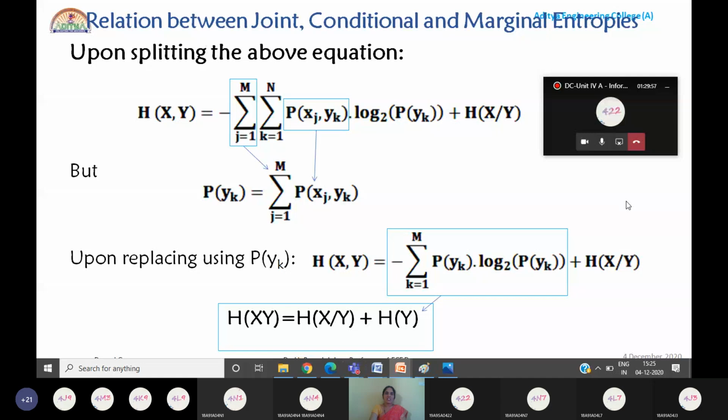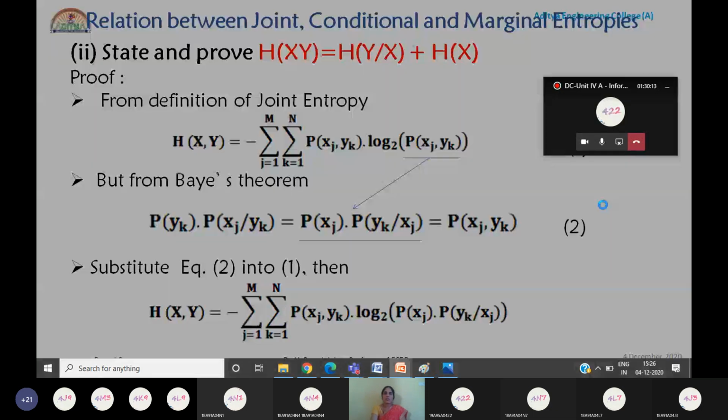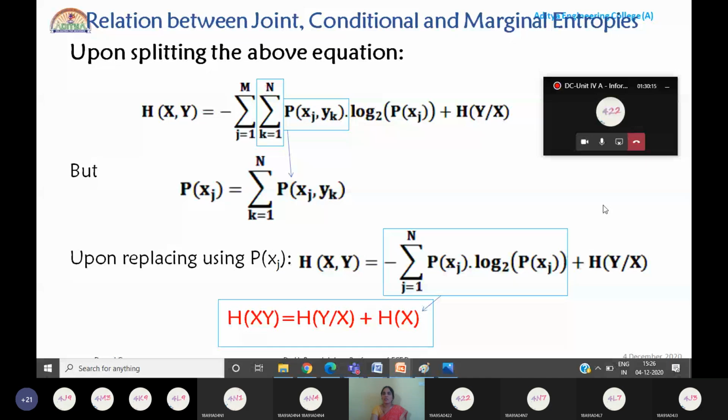So in the same model, if we replace the joint probability matrix with p of xj into p of yk by xj, you will get a relation between h of xy as h of y by x plus h of x. Okay, thank you. Very good. And thank you. You can mute yourself.